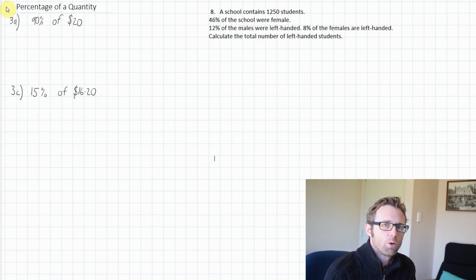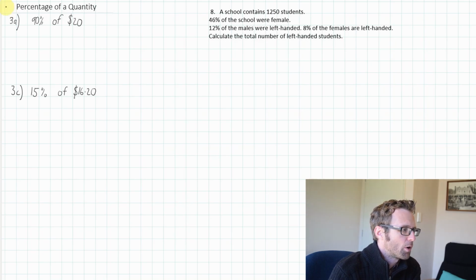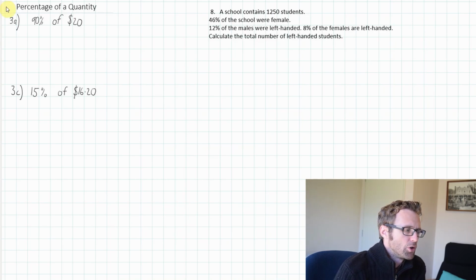First of all, percentage of a quantity. When we're doing percentage of a quantity, there are a number of ways that we can do it. I've got, first of all, 90% of $20. Now we know 90% is 90 over 100, so I could do 90 over 100 times 20. And then I could do some rearrangement like that and get $18.